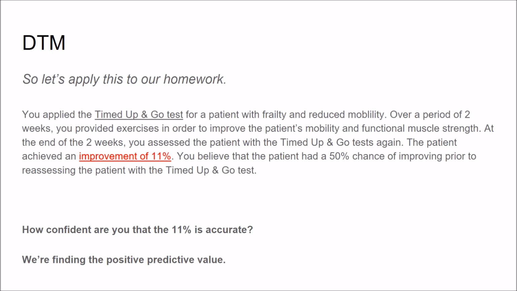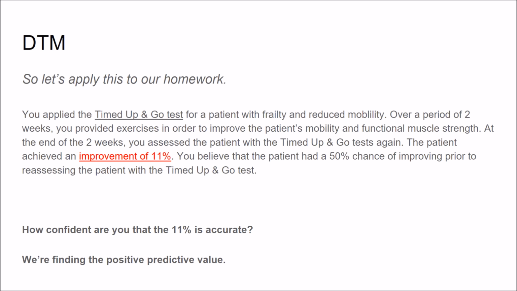Let's now try to apply some of these concepts to the homework that we have. In the case scenario that I've given you, I have asked you to pretend to be a clinician who is seeing a patient with frailty and reduced mobility. So over a 2-week period, we have provided some exercise to improve the patient's mobility and functional muscle strength. At the beginning of the 2 weeks, you administered a timed up and go test to see the baseline of what the patient has on this particular outcome measure.